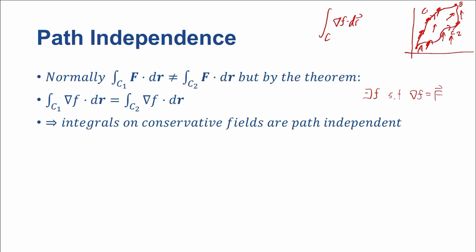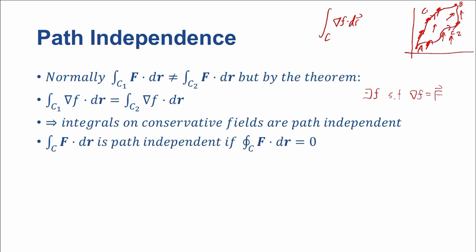So integrals on conservative vector fields are path independent, and conservative vector fields means that you can derive them from a potential. A way of saying this a little more succinctly is that the integral of f dr is path independent if and only if the integral over a closed loop, which is what the circle in the middle of the integral sign means, of f dr is 0.